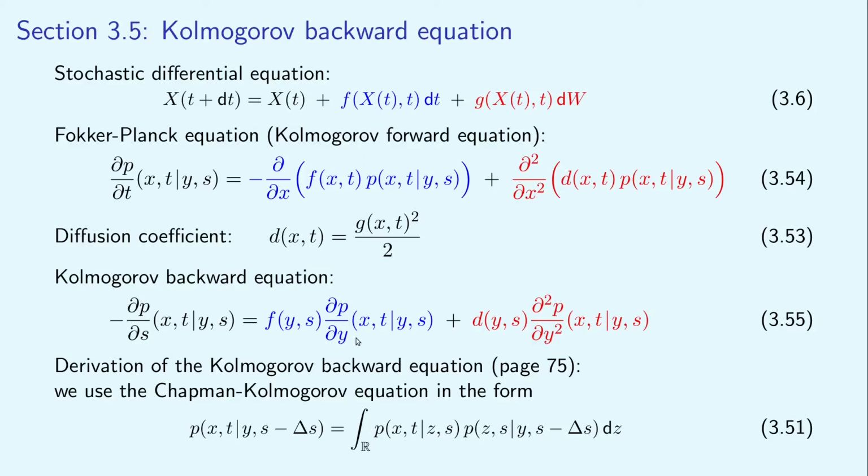The resulting equation, called the Kolmogorov backward equation, is derived on page 75 of the lecture notes as equation 355. It is again a differentiated version of the Chapman-Kolmogorov equation, which can be written in the following form. Using the Taylor expansion of p(x,t|z,s) around the point z equal to y, we obtain the Kolmogorov backward equation. You could again fill in the details of this calculation as an exercise. If you need more help, then step-by-step instructions are provided in the lecture notes on page 75.